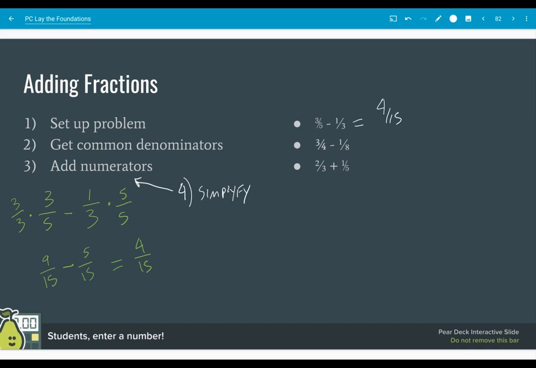Okay, pause the video here, give yourself a challenge, and see if you can do the next two. When you're ready, go ahead and press play and keep going.